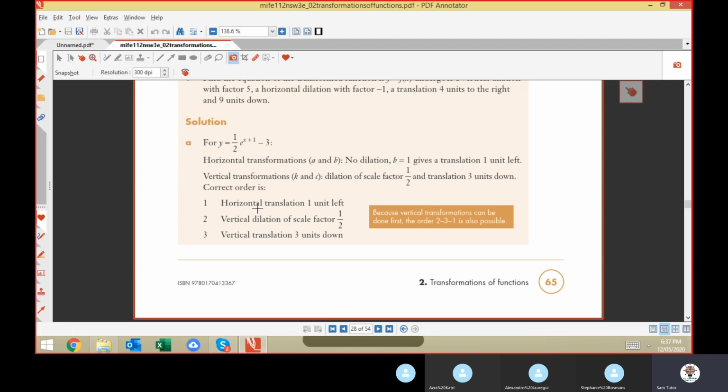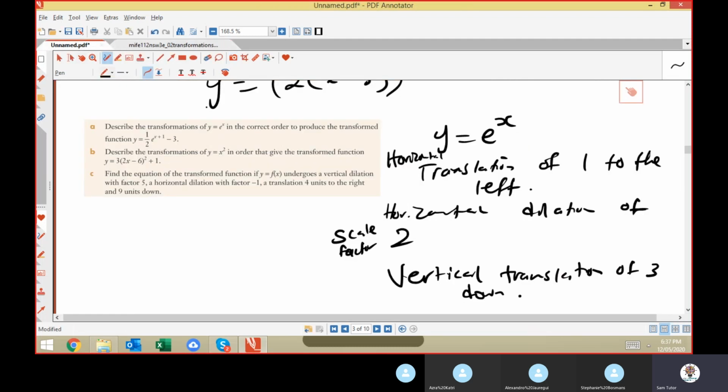2 vertical. What did I do there? Oh man, it's not attached to the x. Enough getting it wrong. Vertical dilation of scale factor 2, of course, it's attached to the y value.